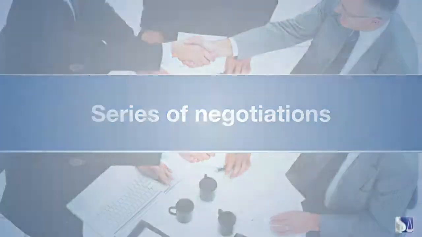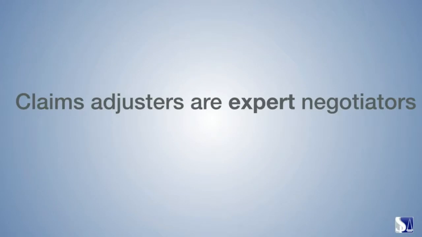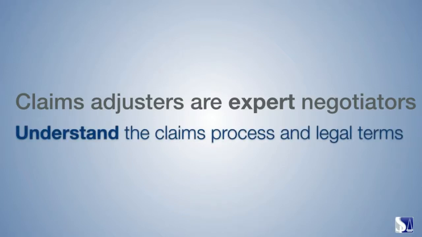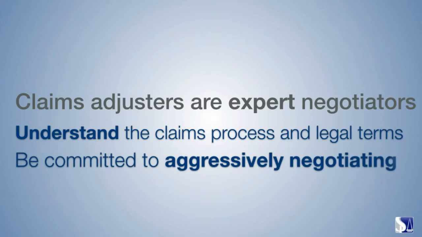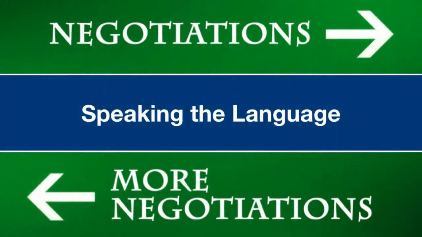Claims adjusters are expert negotiators. They use their expertise to battle and frustrate unprepared claimants to get them to accept a lower settlement. By understanding the claim's process and legal terms, you'll make it clear from the beginning that you won't be taken advantage of. Let the adjuster know you're prepared and committed to aggressively negotiating your car injury claim. That begins with speaking the language.